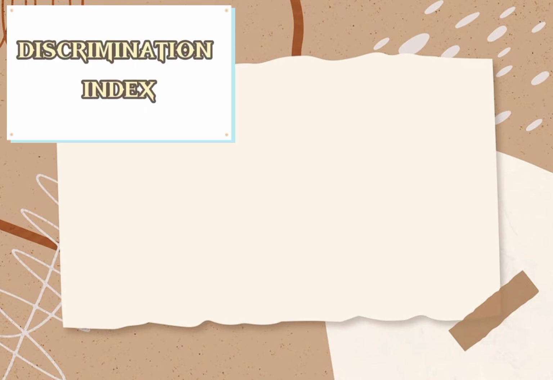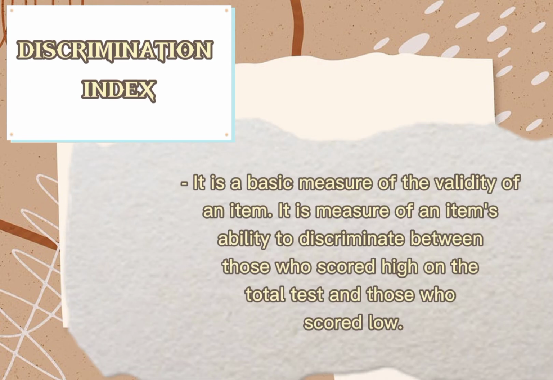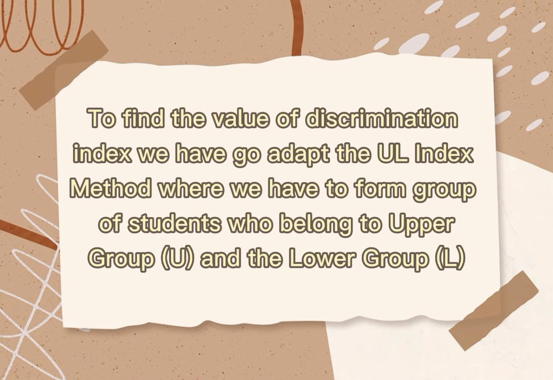The second important feature to determine the item analysis in a test item is the discrimination index. It is a basic measure of the validity of an item. It is a measure of an item's ability to discriminate between those who scored high on the total test and those who scored low. To find the value of the discrimination index, we use the UL index method, where we form a group of students who belong to the upper group or the U and the lower group or the L.